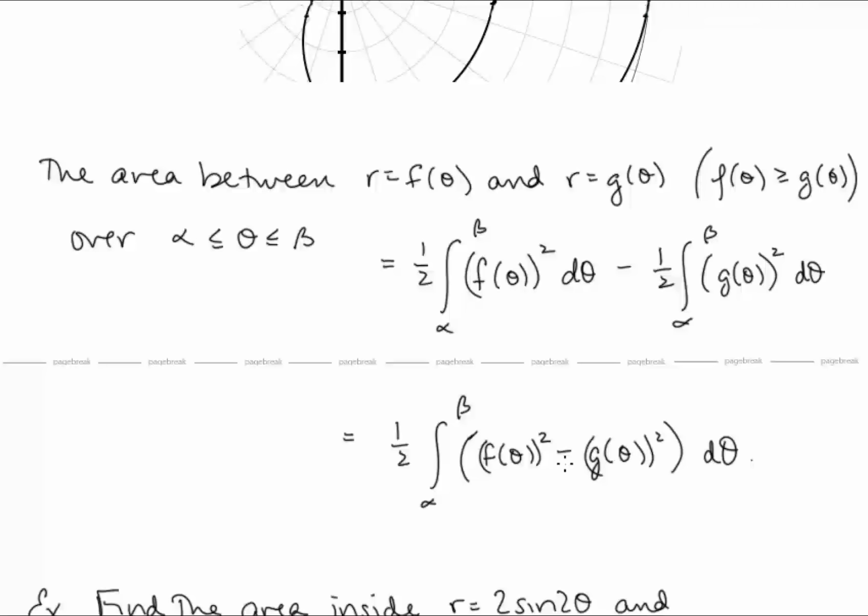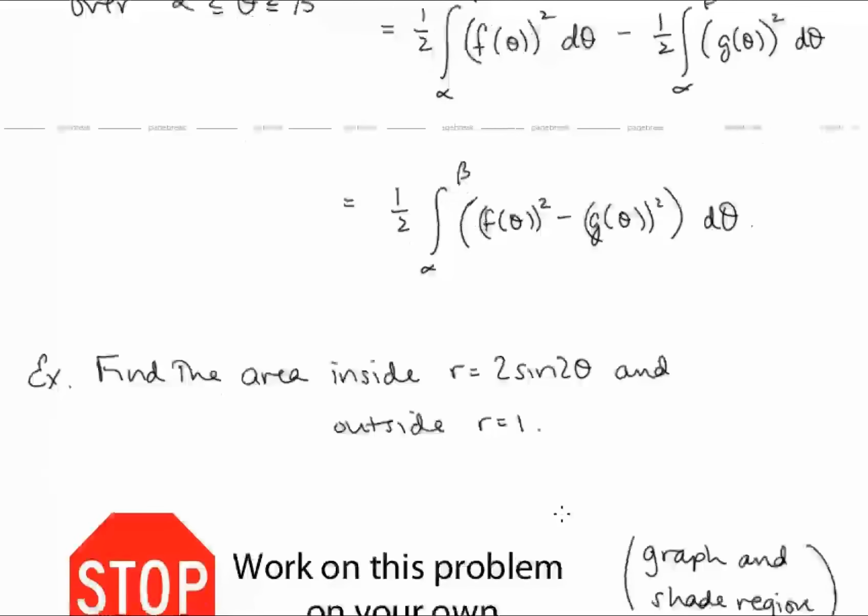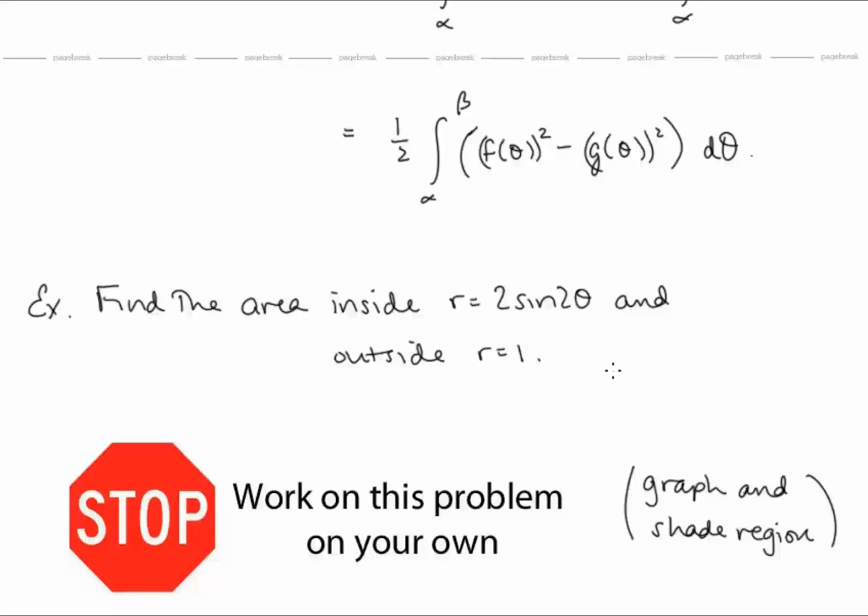So now let's find the area inside r equals 2 sine 2 theta and outside r equals 1. Note that the graph of r equals 2 sine 2 theta is very similar to the graph we had earlier of r equals sine 2 theta. The only difference is now, because of this factor of 2, the petals reach a maximum radius of 2 instead of 1. So please pause the video, graph these curves, and shade the region. And then we'll talk about finding the interval over which to integrate.